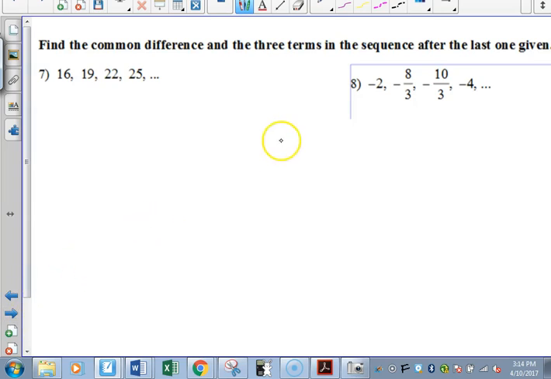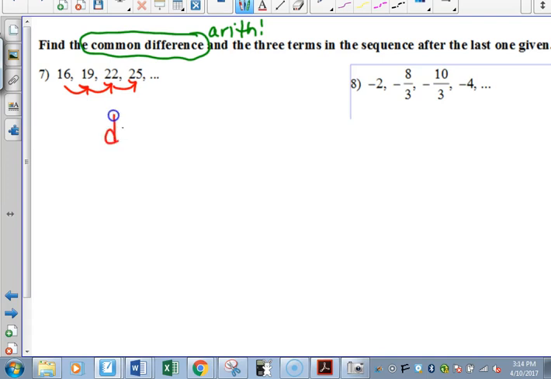Right. Number 7 says find the common difference. That means it's arithmetic. Okay, they're telling you it's arithmetic. So what's the difference here? Anybody? Okay. Then write the next 3 terms. What would we get? 28, 31, 34.